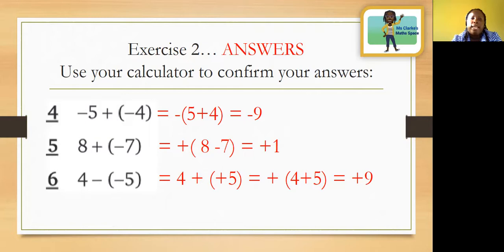Question 4. We're going to have negative 5 plus negative 4. So we have negative 5, negative 4, same sign. So we add the 2 numbers, which is 9, and you keep the sign, which is minus. So we get minus or negative 9.